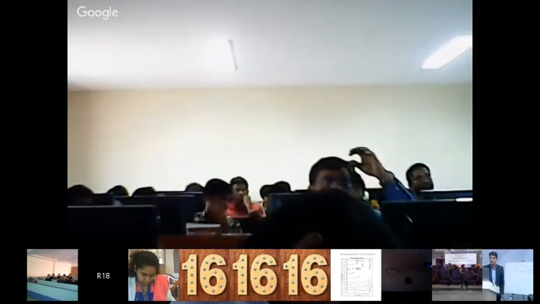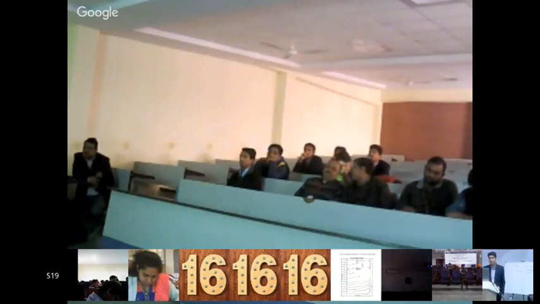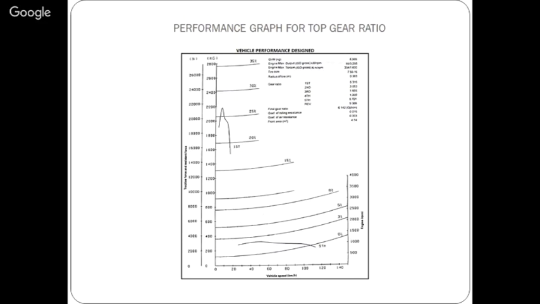Clear? Now we decide our first gear. Now we decide our last gear, top gear. Then how will we distribute these gears in the vehicle graph?